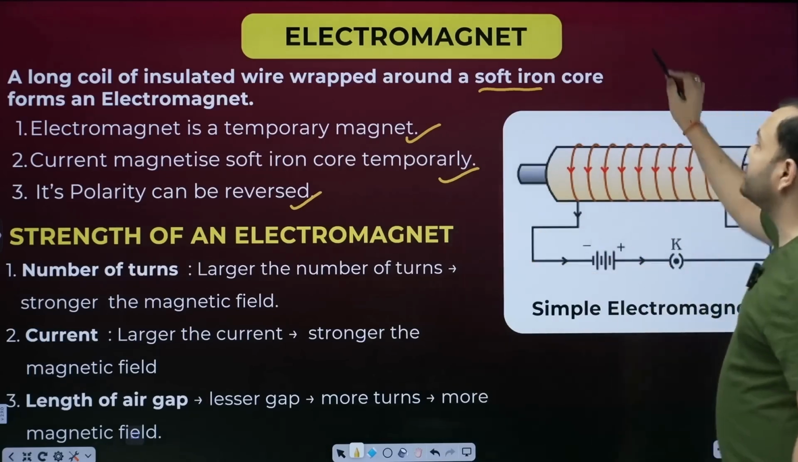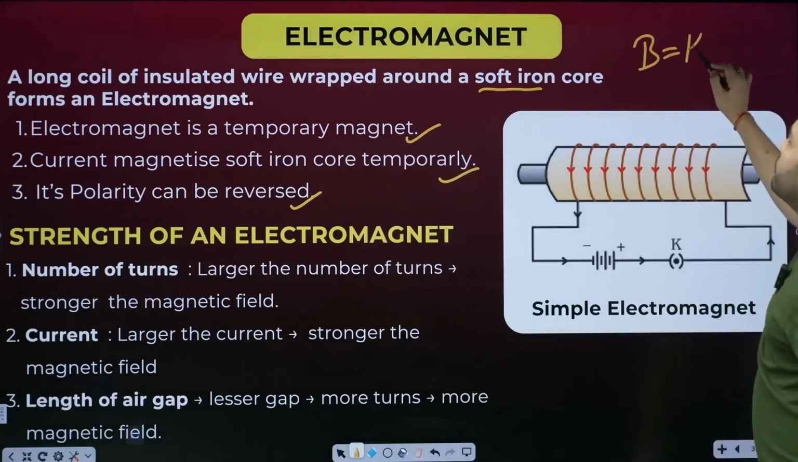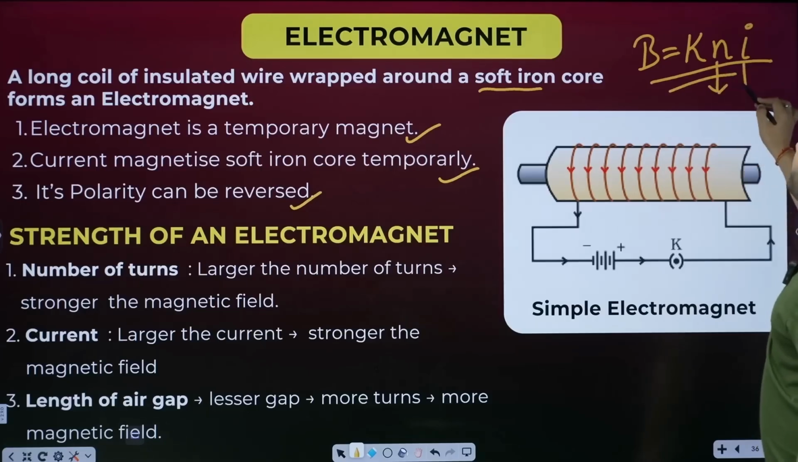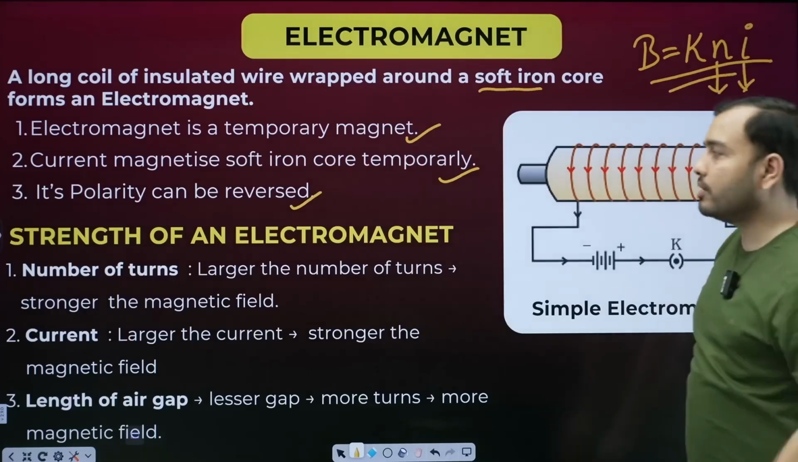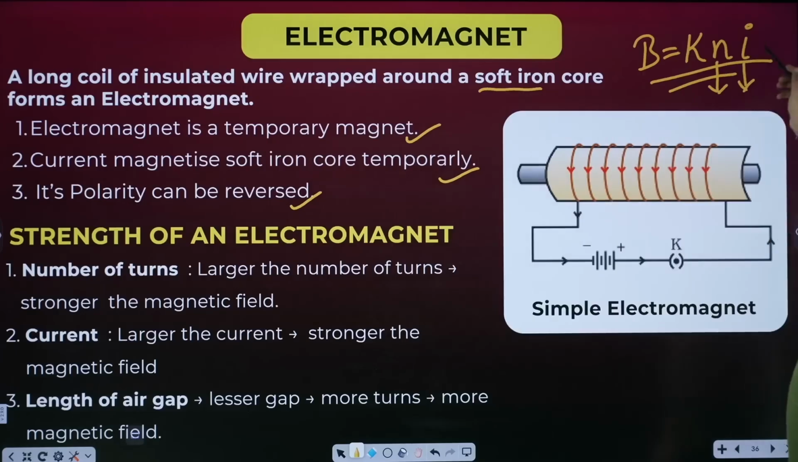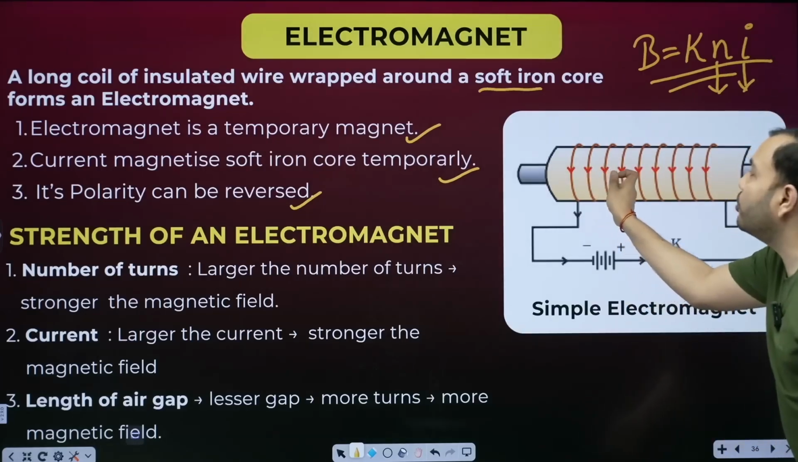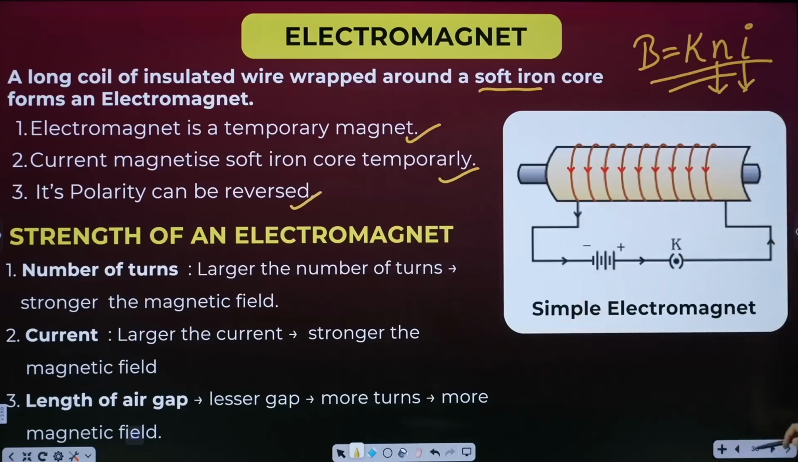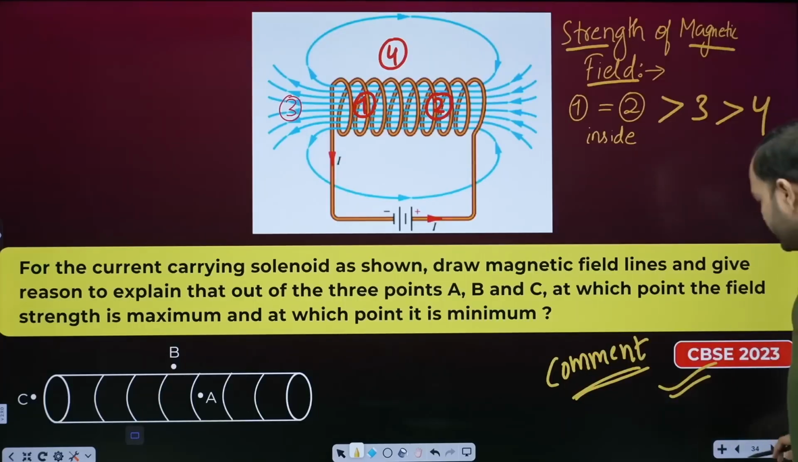Strength of an electromagnet, the story is the same. B is equal to K and I. Same points here too: increase the number of turns, increase the current, or reduce the air gap. If you increase the number of turns, the magnetic field will increase. If you make the current higher, the magnetic field will increase. If you reduce the length of the air gap, the magnetic field will increase. Okay, is it clear?